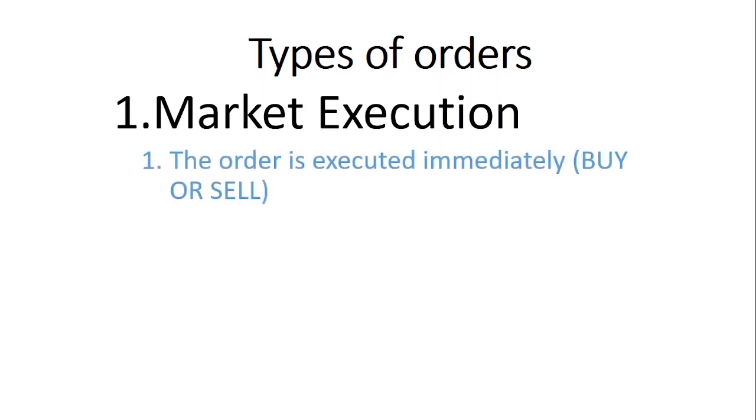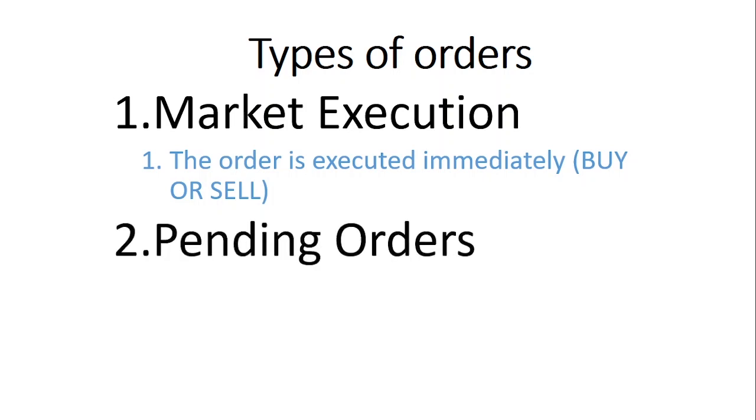This one is the type of order that's executed automatically, like you automatically get filled in. If you buy, you get filled in for a buy immediately, and if you sell, you get filled in for a sell immediately. And then the second one is a pending order.